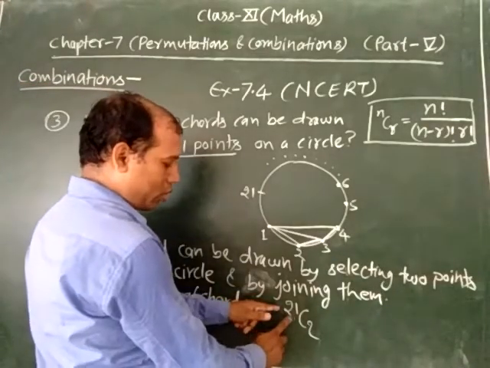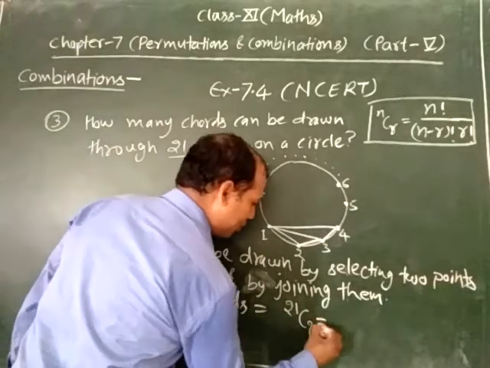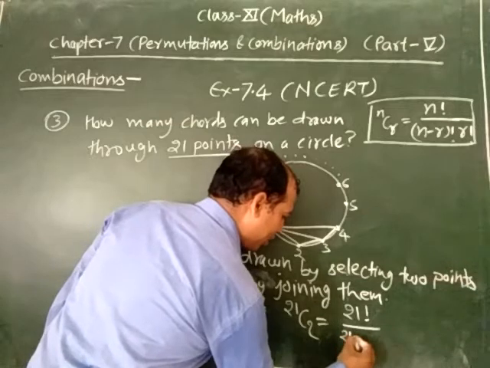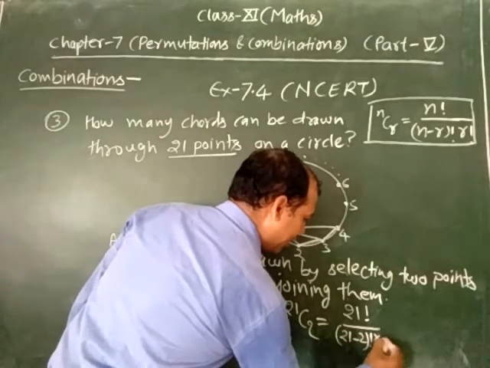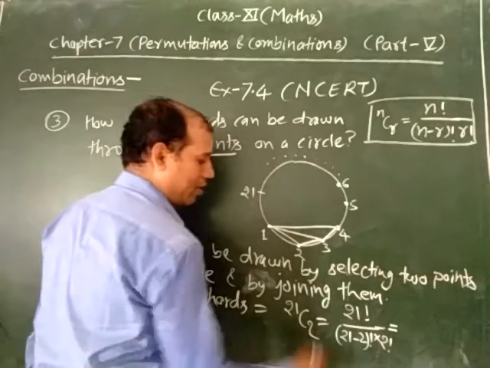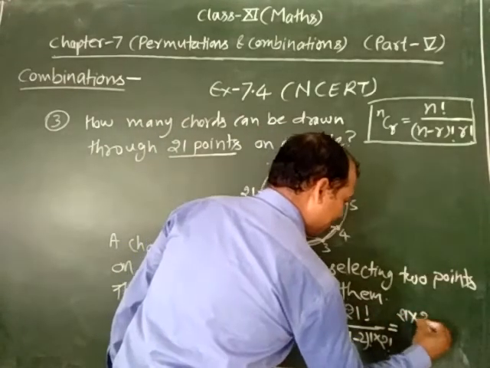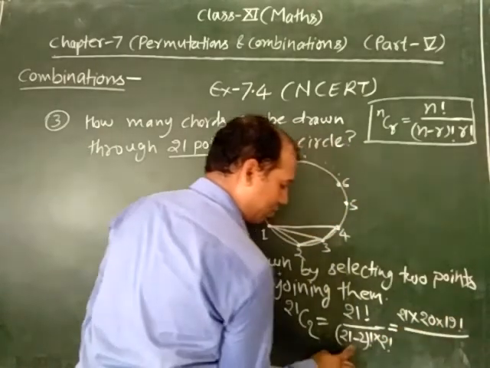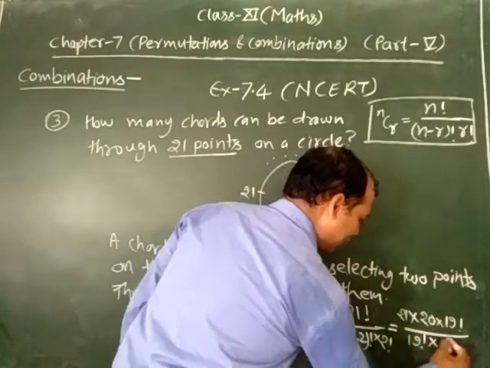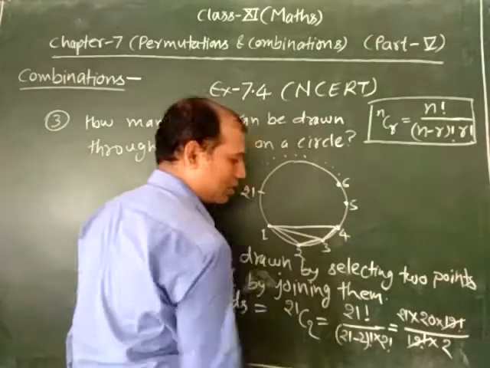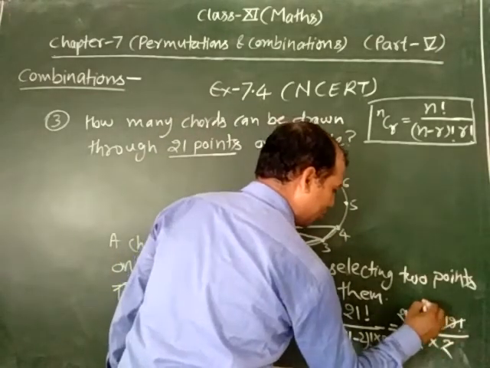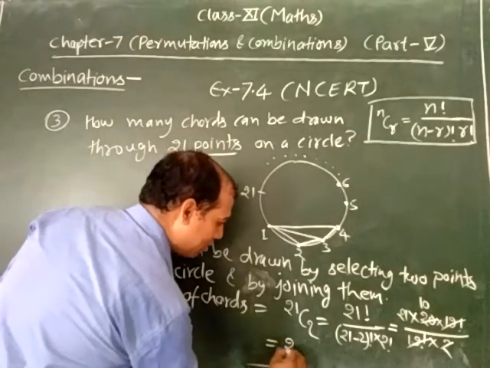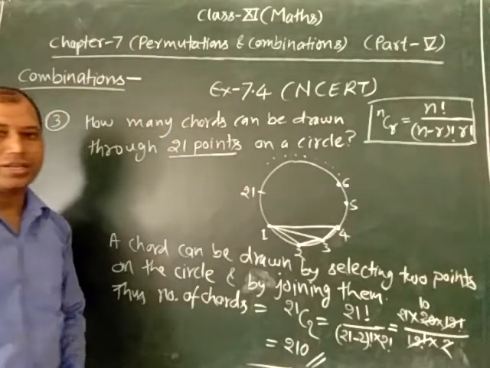So the number of ways is equal to 21C2, and the value of this is 21 factorial by (21 minus 2) factorial into 2 factorial, which can be written as 21 into 20 into 19 factorial by 19 factorial into 2. This is cancelled out with this, and 2 into 10 is 20. So this is equal to 210. This is your answer.